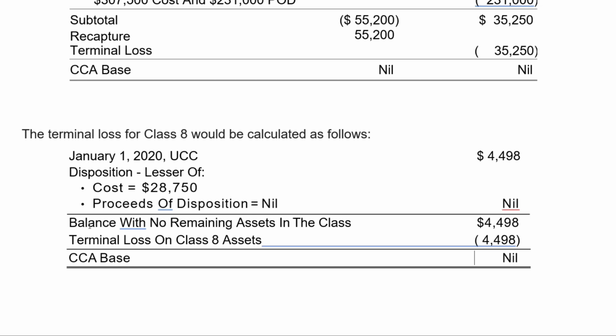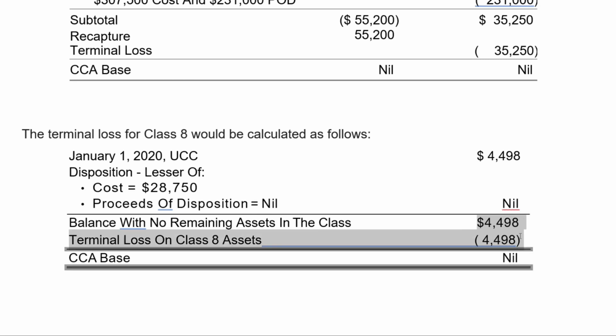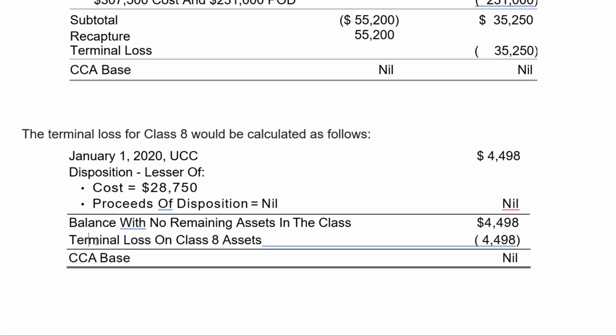Just taking this through, the balance with no remaining assets in the class was $4,498. This means we can take a terminal loss, which is the deduction for the taxpayer of the same amount, $4,498. And again, there's no assets left in the class, so the CCA base should be left at 0 once we're done.